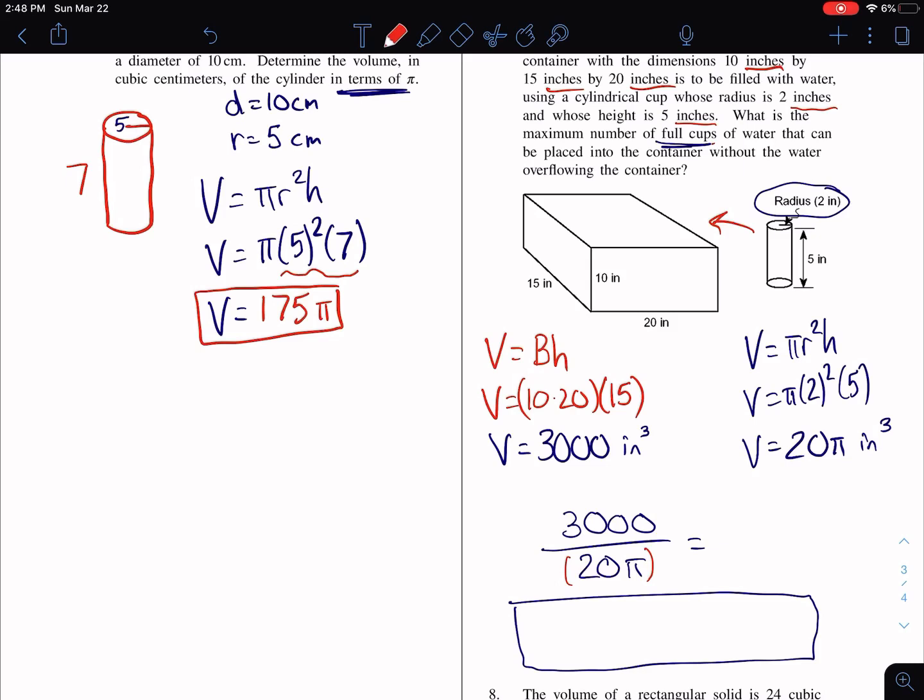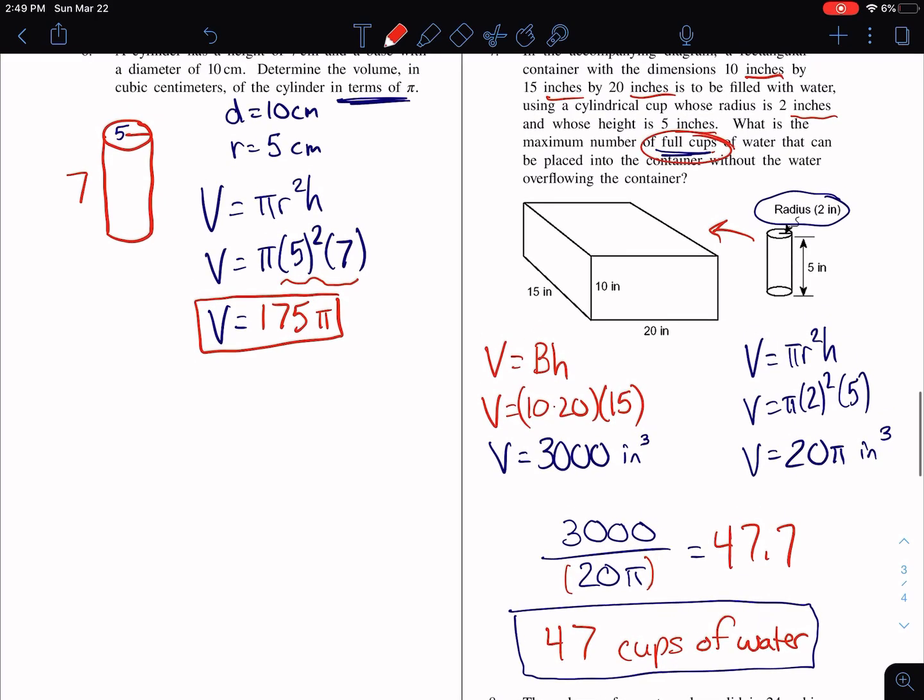When you plug this into the calculator with the 20 pi in parentheses, meaning you're dividing by not just the 20 but by the pi as well, you get 47.7. And so full cups of water, we're still looking for that, that's going to be 47 cups of water. Can't count that 0.7 of a cup of water. And there we have it, our full answer key.